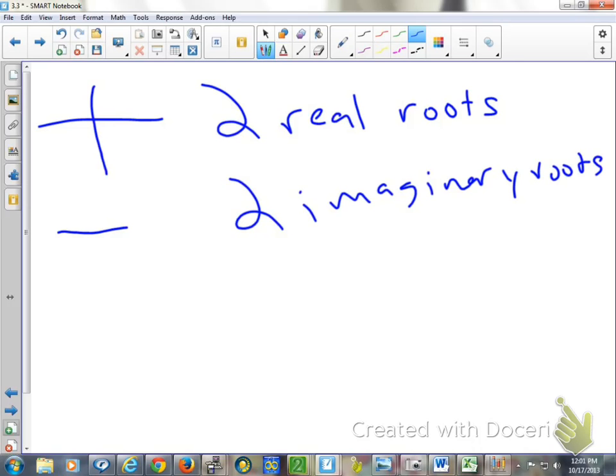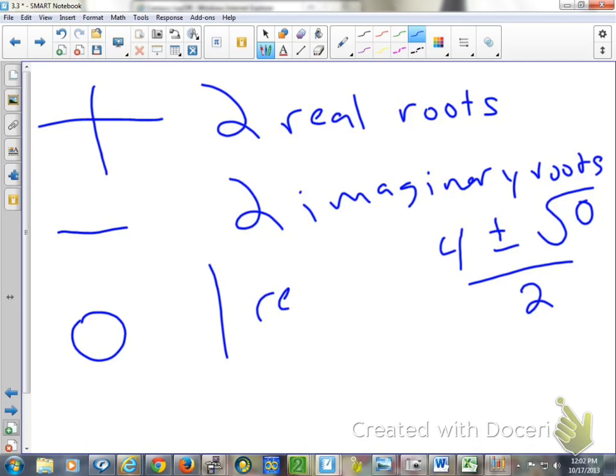There is one other scenario. What if you are working one of these problems and you get to 4 plus or minus, oops, whatever. Let's say your discriminant is 0. Let's think about that for a second. If your discriminant is 0, what's going to happen? What's 4 plus 0? 4. What's 4 minus 0? 4. That's right. It's going to cause you to get the same root twice. So if your discriminant is 0, then you're going to have 1 real root.